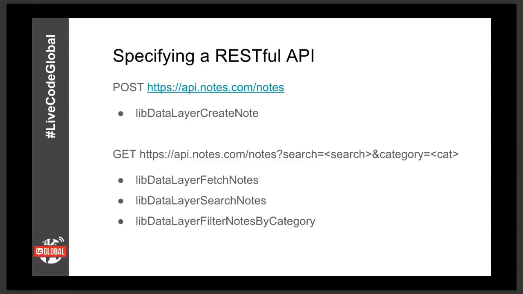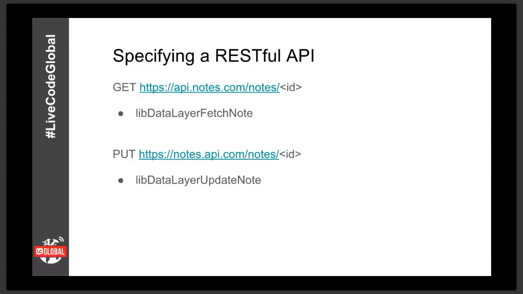Equally, the three fetching operations, where we fetch a given note, we search for particular notes, or we filter the notes by category, we can do in exactly the same way, api.notes.com/notes. And this time we add the question mark parameters, the GET parameters that I talked about earlier, where we pass, if we want to search for a note, a search string, and if we want to filter by a specific category, the category.